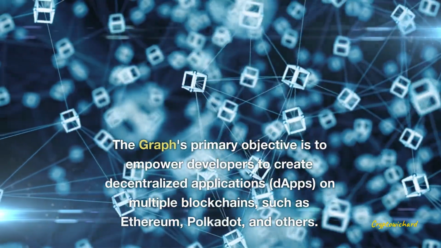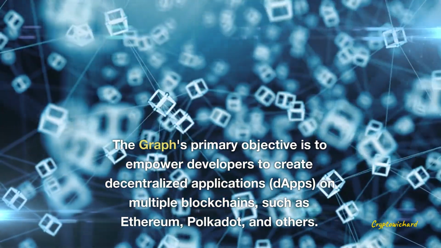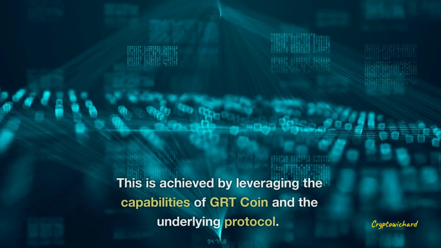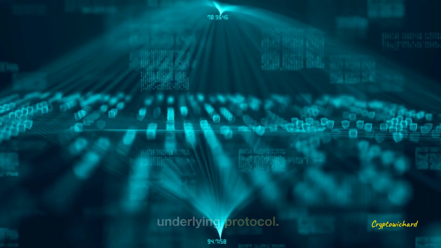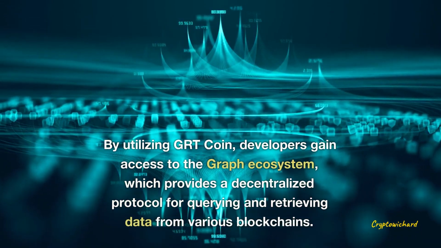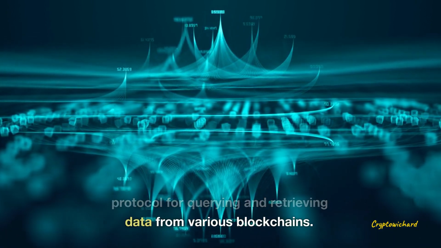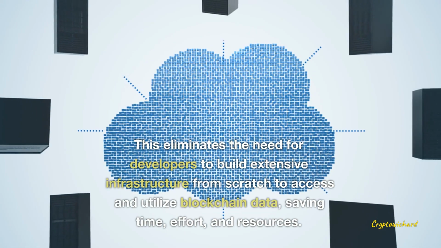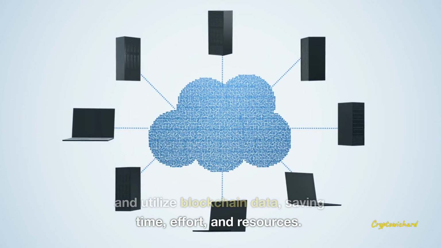The Graph's primary objective is to empower developers to create decentralized applications, DApps, on multiple blockchains, such as Ethereum, Polkadot, and others. This is achieved by leveraging the capabilities of GRT coin and the underlying protocol. By utilizing GRT coin, developers gain access to The Graph ecosystem, which provides a decentralized protocol for querying and retrieving data from various blockchains. This eliminates the need for developers to build extensive infrastructure from scratch to access and utilize blockchain data, saving time, effort, and resources.